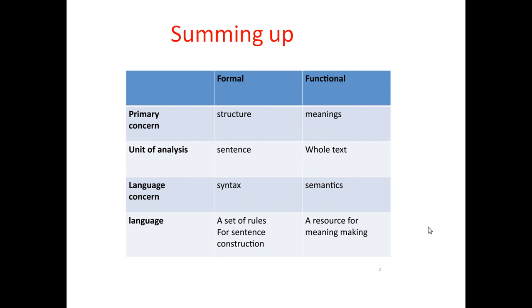Secondly, another dimension we might want to use to compare the two approaches to grammar is the unit of analysis. Now, formal grammar looks at sentences, and it's not by chance that here you see written sentences rather than clauses. In a second I'll explain why, but for now look at this cell where it says whole text, because functional grammar, unlike formal grammar, takes as its basic unit of meaning the text. So yes, it does analyze clauses, but its point of reference, the most important unit of meaning, is the text.